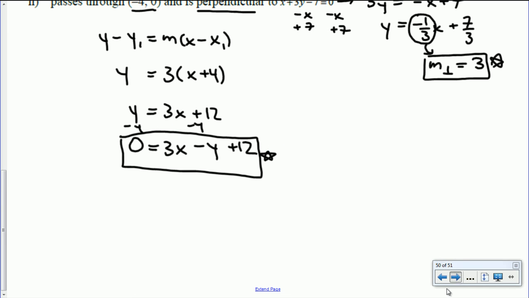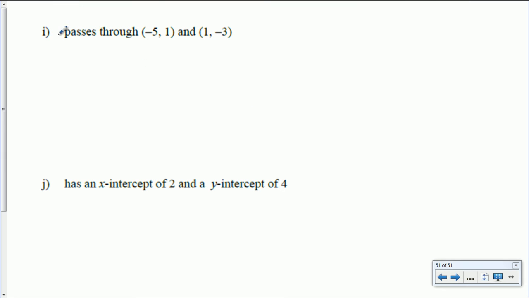So that's 3h. On to 3i: something that passes through these 2 points. I have 2 points, I need to find the slope. So slope is, call that x2, y2, and that's x1, y1. So we'll do negative 3 subtract 1, divided by 1 subtract negative 5, right, because rise over run, or y2 minus y1 over x2 minus x1.